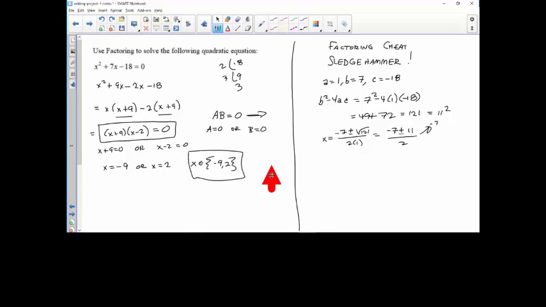Negative 7, I'm going to go this way. Negative 7 plus 11 divided by 2. And that's 11 minus 7. That's 4 over 2. That's 2. So 2 makes it 0. And then minus 7 minus 11 divided by 2. That's equal to minus 18 over 2. That's equal to minus 9. Oh, look, minus 9 and 2 make it 0.